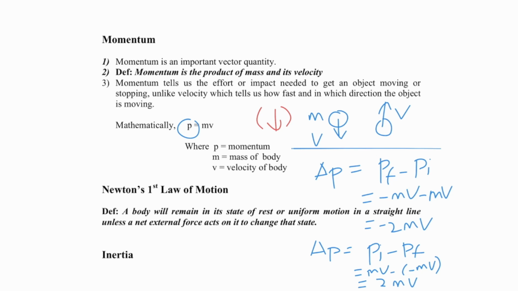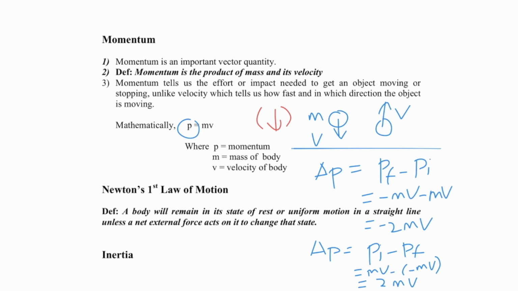If we want to find the direction of the change in momentum, what do we do? The direction of change in momentum is related to Newton's second law. Newton's second law says that the rate of change of momentum of a body is directly proportional to the net force acting on it and takes place in the direction of the force. What it basically tells you is the change in momentum must be in the direction of the force exerted on the body.